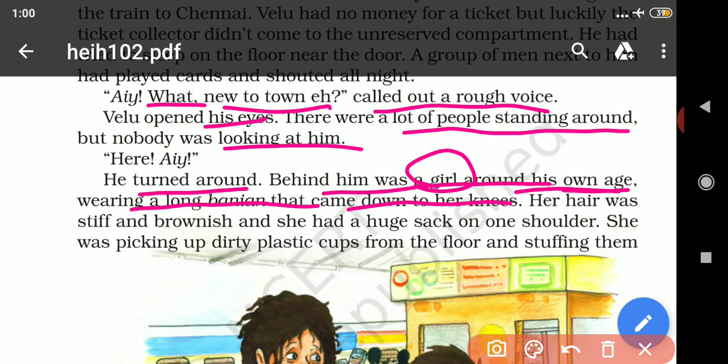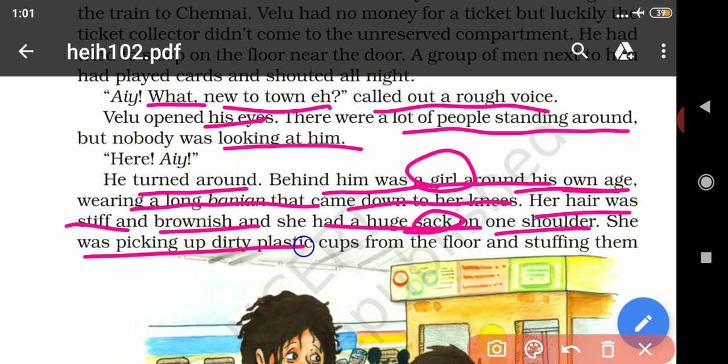Her hair was stiff and brownish, and she had a huge sack on one shoulder. Her hair was stiff and brownish. उसके बाल कैसे थे, ब्राउनिश दिख रहे थे, स्टिफ ऐसे जटाधारी जैसा दिख रहा था, जट हो गया था. And she had a huge sack, huge means big sack, sack मतलब बैग, bag on one shoulder, उसके shoulder पे एक बड़ा सा बैग झूल रहा था.